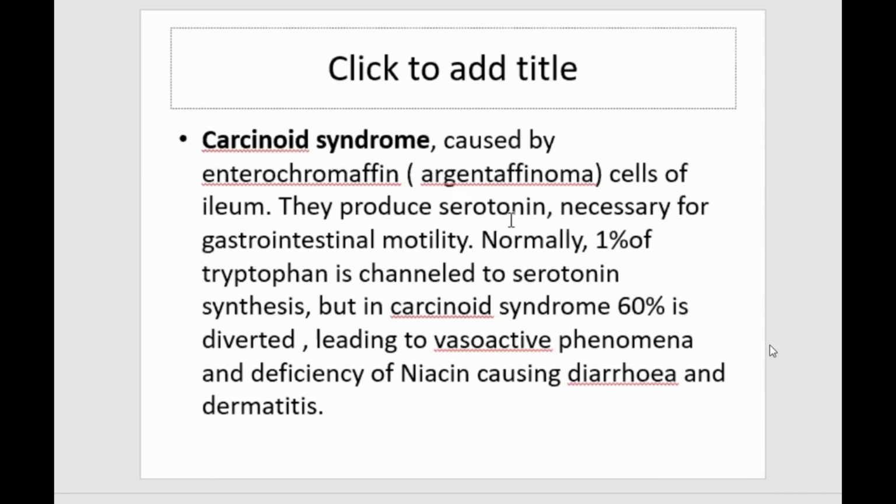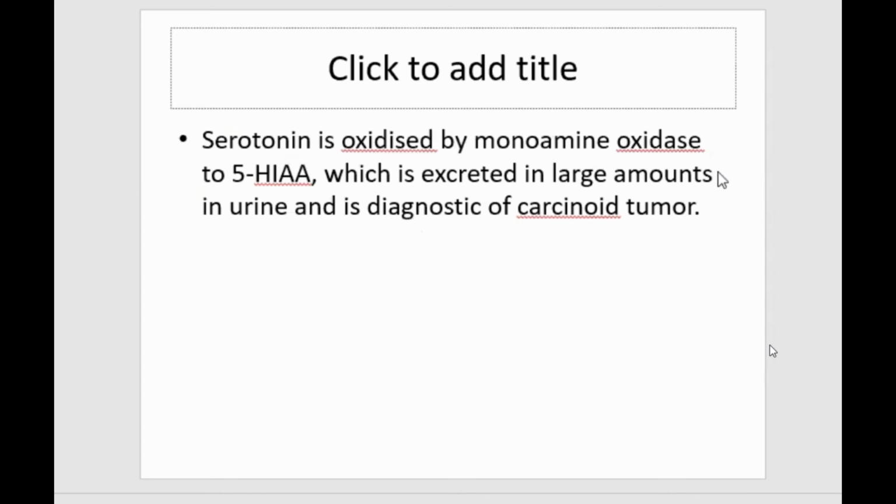Carcinoid syndrome is caused by a tumor of the enterochromaffin cells of the ileum. They produce serotonin necessary for gastrointestinal motility. Normally, only 1% of tryptophan is channeled to serotonin synthesis, but in carcinoid tumor, 60% is diverted, leading to vasoactive phenomena and deficiency of niacin causing diarrhea and dermatitis. More serotonin is produced because of this tumor, leading to vasoactive phenomena. Serotonin is oxidized by monoamine oxidase to 5-hydroxyindoleacetic acid, which is excreted in urine in large amounts and is diagnostic of carcinoid tumor. So urinary excretion of 5-hydroxyindoleacetic acid is diagnostic of carcinoid syndrome.